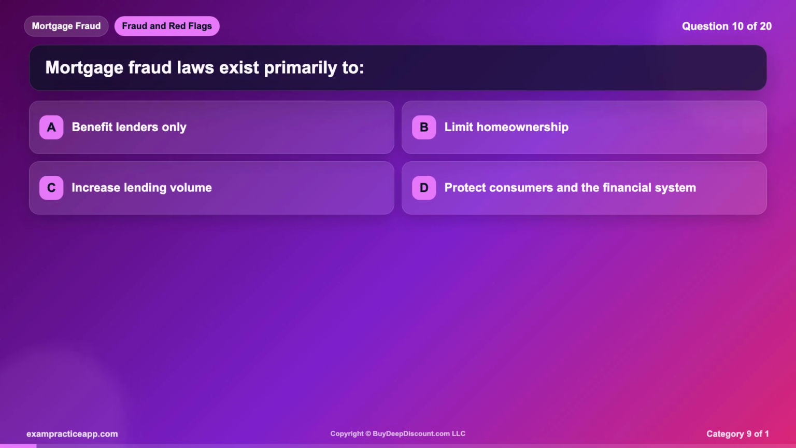Question 10. Mortgage fraud laws exist primarily to: Option A, benefit lenders only. Option B, limit homeownership. Option C, increase lending volume. Option D, protect consumers and the financial system. Take a moment to choose your answer. The correct answer is Option D. Protect consumers and the financial system. Explanation. Fraud prevention protects consumers and markets.